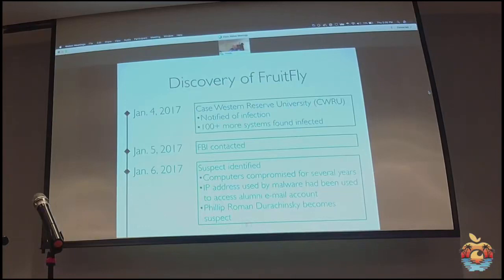And one interesting thing they found is that a particular IP address that was being used by the malware had also been used to access an alumni email account belonging to Philip Roman Durachinsky. So that's a pretty major OPSEC fail, and it led to Philip Durachinsky becoming a suspect in the creation and distribution of this malware.